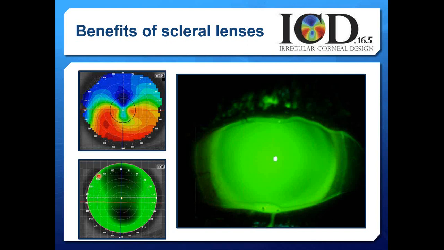if the theoretical fluorescein pattern in our topography software showed us a landing at 12 and 6 o'clock and a massive amount of fluid all the way around where we wouldn't be able to fix that with any kind of modification to our corneal GP lens. Now, why else are scleral lenses beneficial to us?